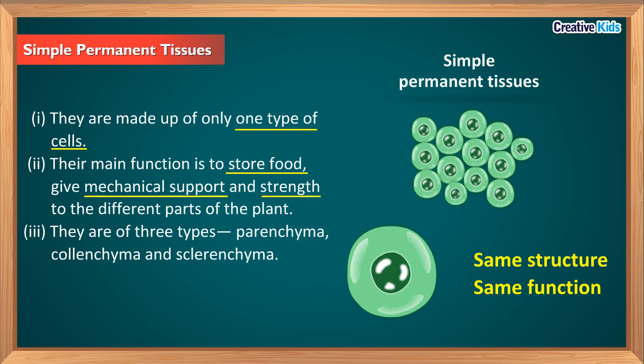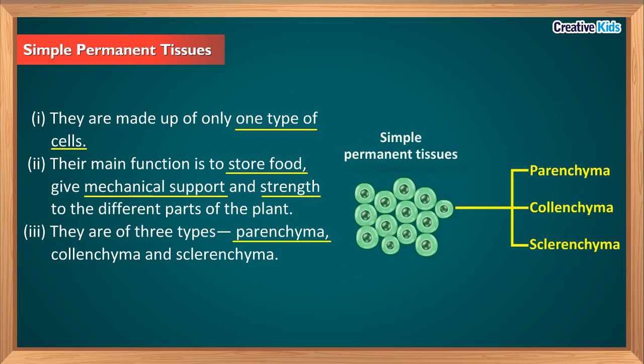The cells that make simple permanent tissues can be living or dead. Simple permanent tissues are of three types. What are these three types? First, parenchyma. Second, collenchyma. Third, sclerenchyma. Right, before we move on to parenchyma, let us revise what we have studied. Simple permanent tissues are made up of only one type of cells. The main function of simple permanent tissues is to store food and give mechanical support and strength to different parts of the plant. They are of three types: parenchyma, collenchyma and sclerenchyma.